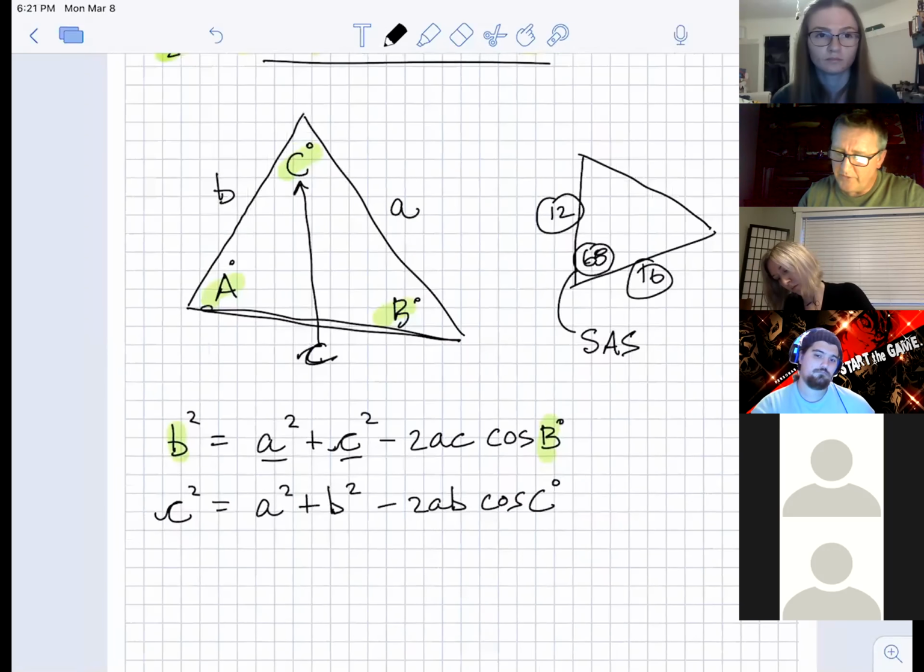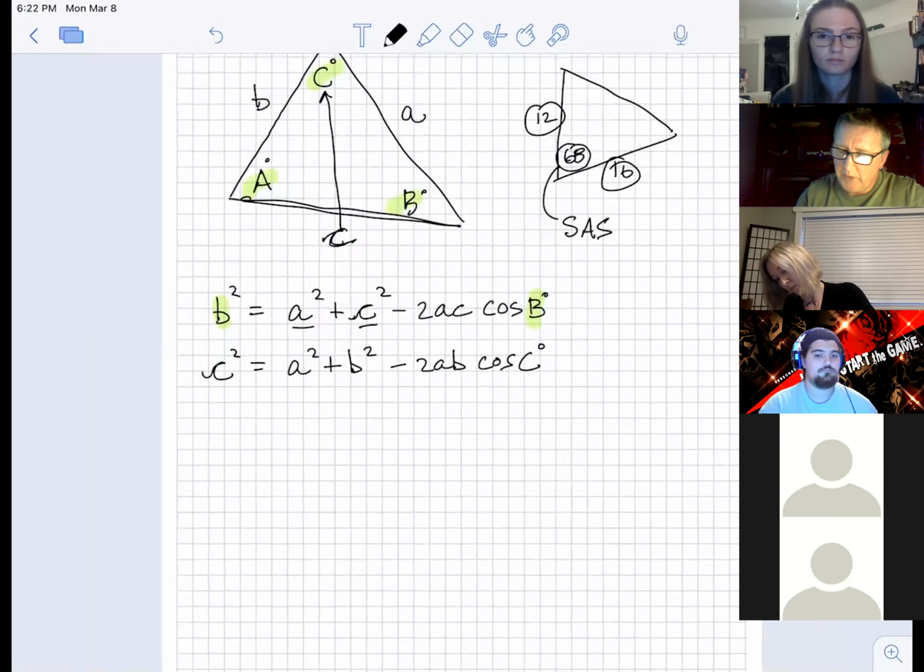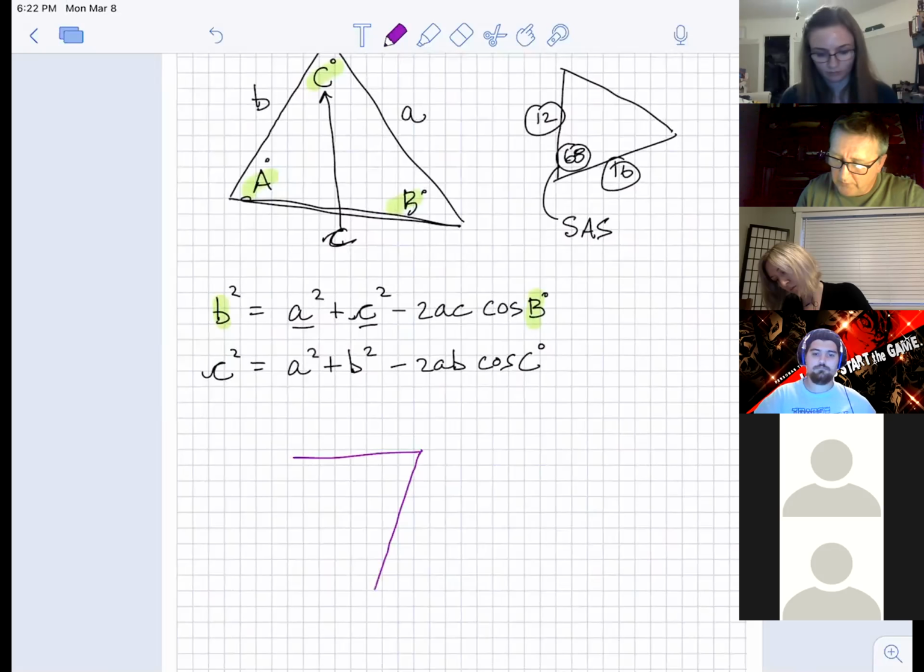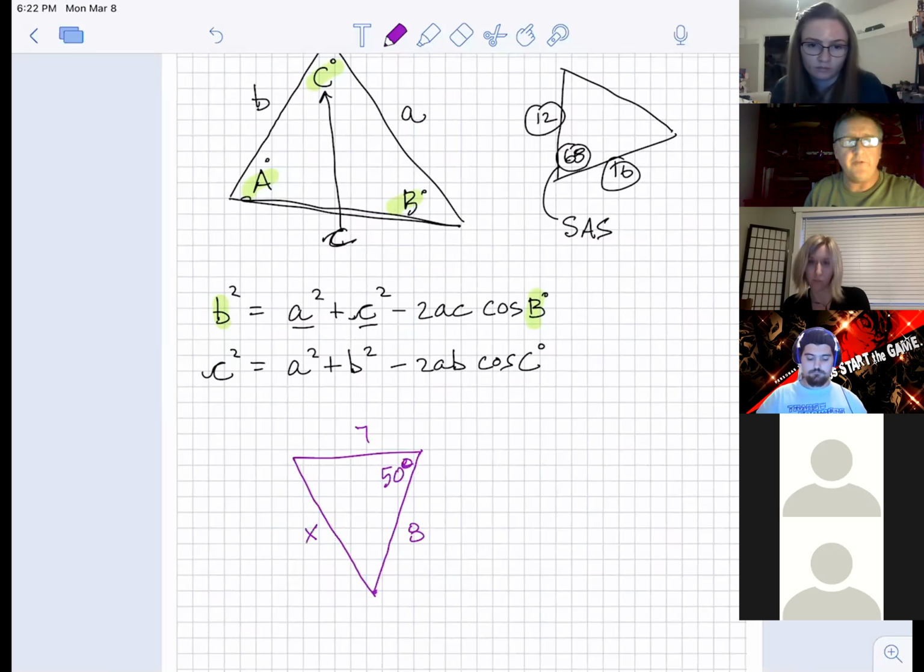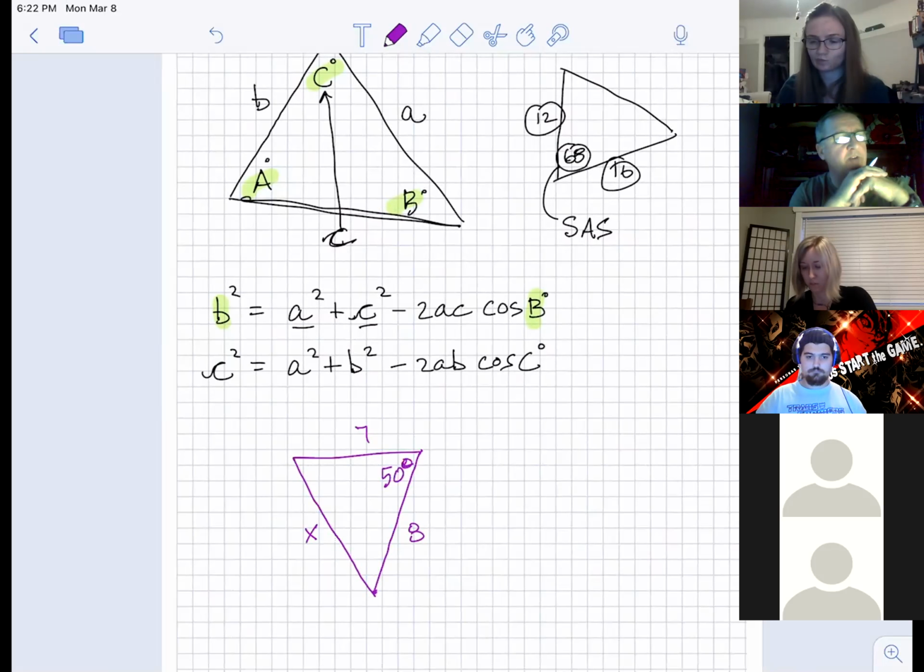Now quickly, just to make sure you got this, let me just make up a problem. This angle is 50 degrees. This side is 8 and this side is 7. And I would like you to find X over there. Can you set up the law of cosines, skip all the right triangles in the middle, save yourself a little bit of time, and tell me what angle X is?